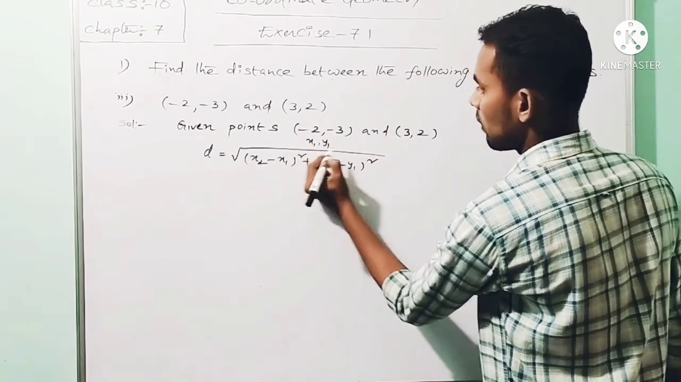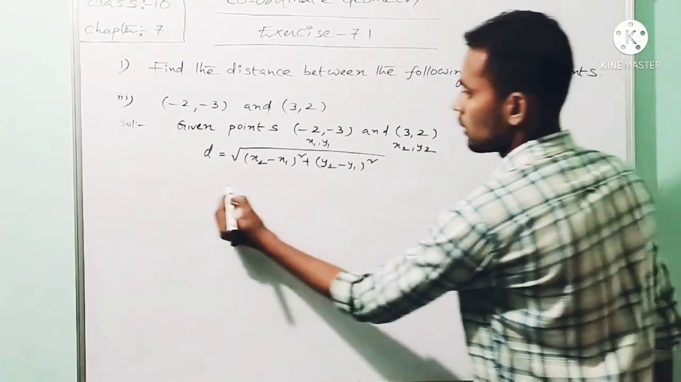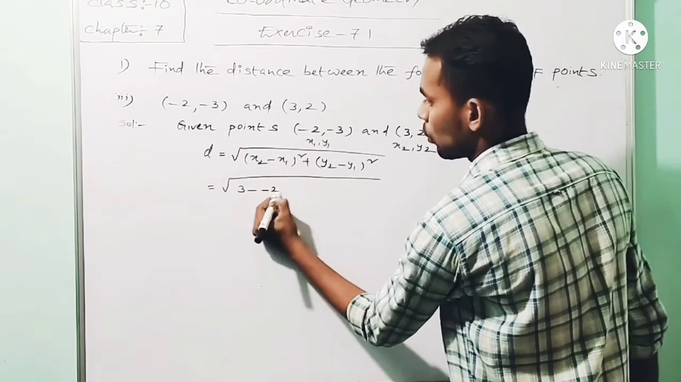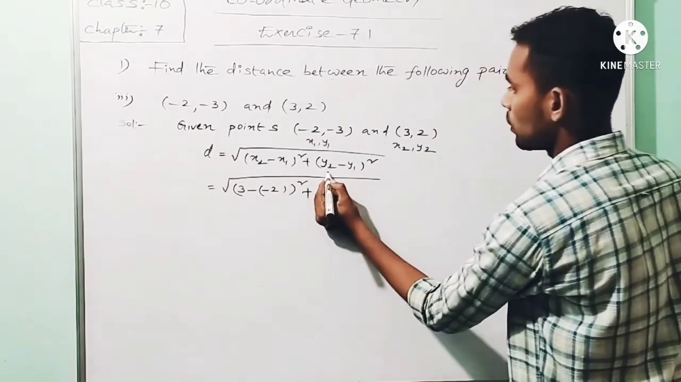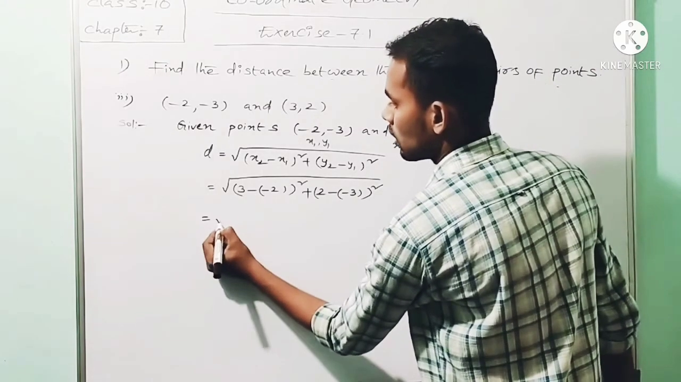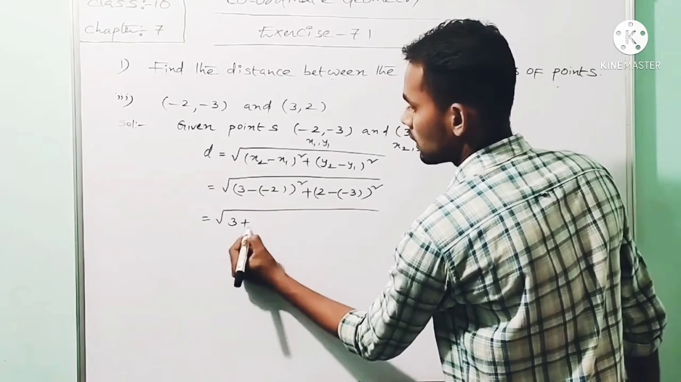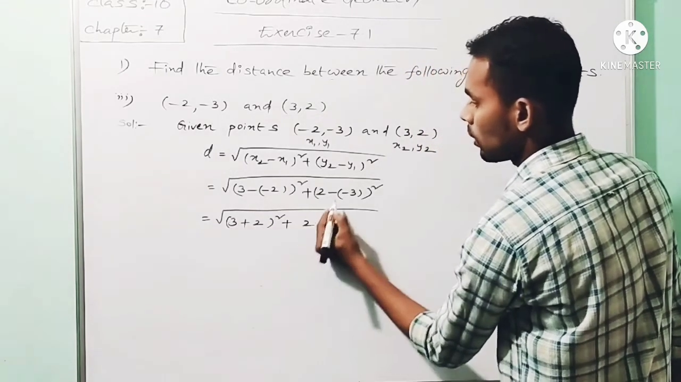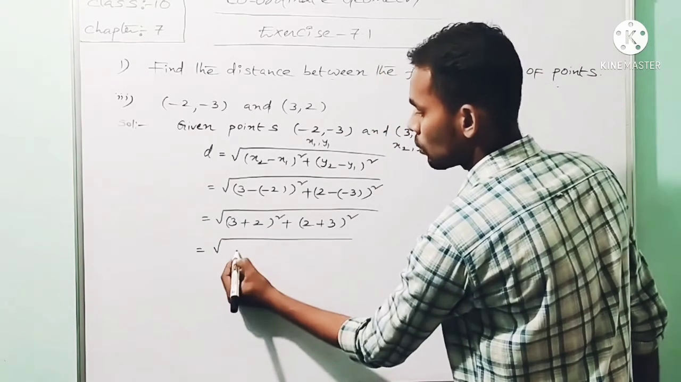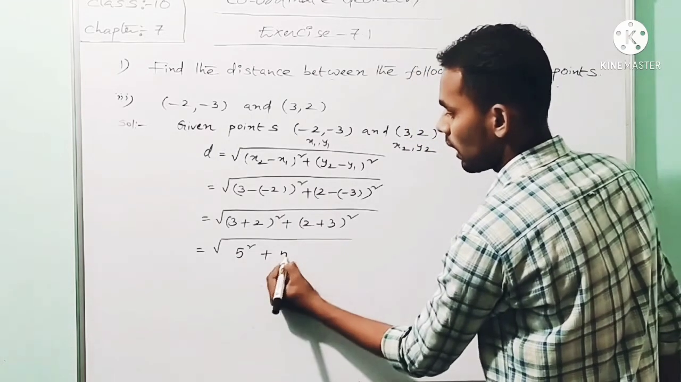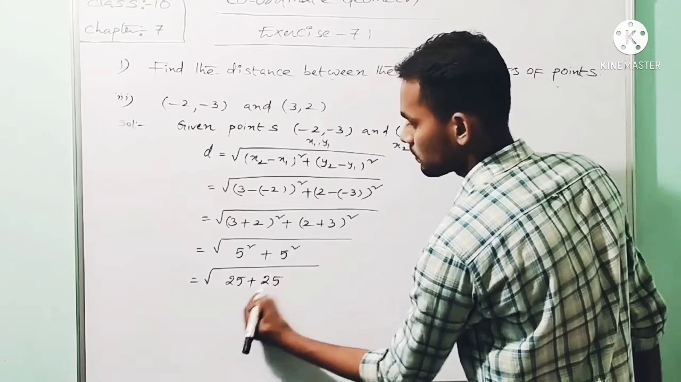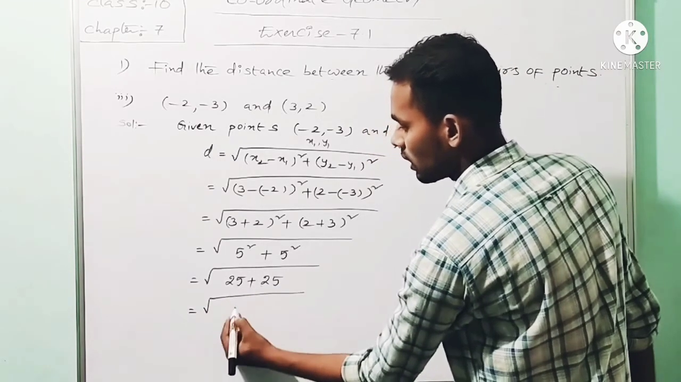This is x1, y1. This is x2, y2. Is equal to square root of (x2 = 3 minus x1 = minus 2) whole square plus (y2 = 2 minus y1 = minus 3) whole square, is equal to square root of (3 plus 2) whole square plus (2 plus 3) whole square, is equal to square root of 5 square, 25, plus 5 square, 25, is equal to square root of 25 plus 25, 50.